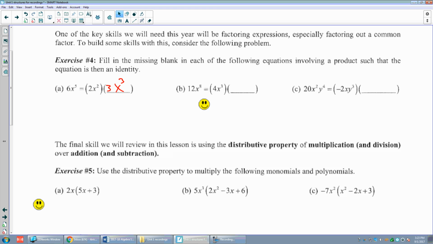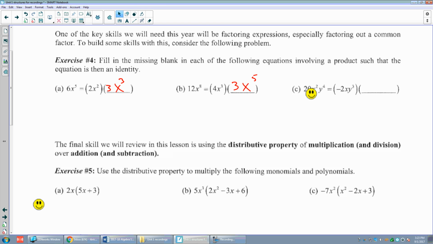Good. Got it. 4 times what is 12? 3. X to the eighth is x cubed times what? Looks like x to the fifth because we're adding the exponents. We're multiplying the coefficients. 4 times 3 is 12. 3 plus 5 is 8.